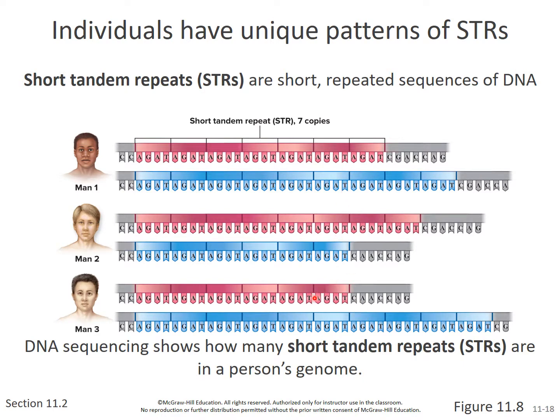Now, if you're only looking at one example, you're not going to find differences among every single individual. But with these short tandem repeats, there are lots of different examples found within the genome. And when you compare multiple of these in 2 individuals or a few individuals, it is a lot more rare to find the exact numbers in 2 different individuals.